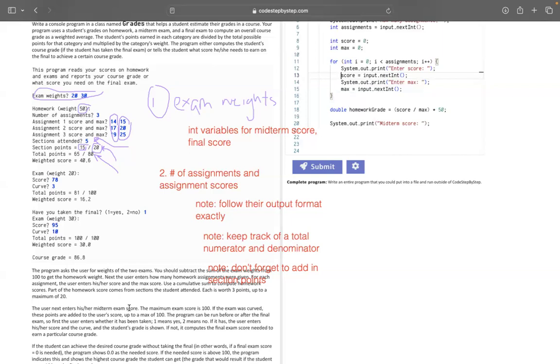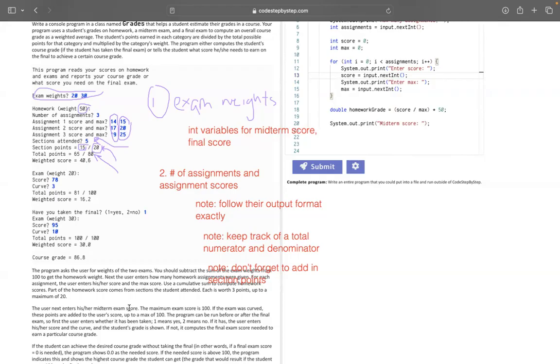The homework section I think is the hardest. So part one is exam weights. Part two is homework, which includes assignments and sections. And then part three is just printing out each exam weight. So part three is going to be the midterm score, right?